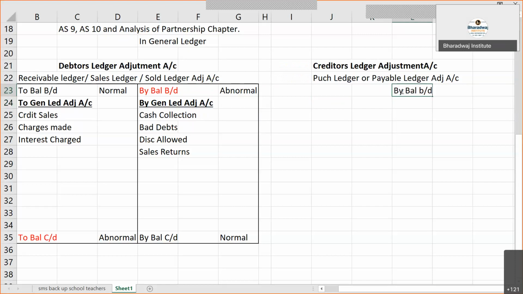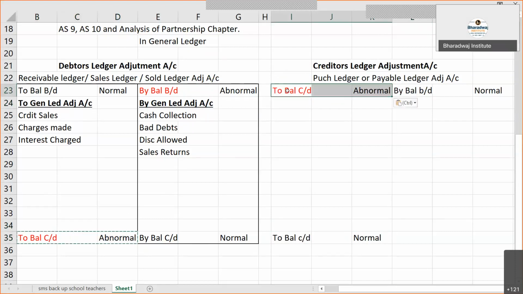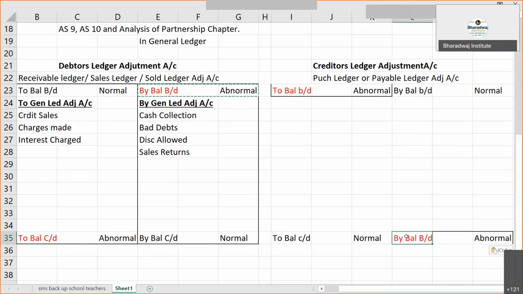By balance brought down will be a normal balance for creditors. To balance carried down will be a normal balance for creditors. Here also there is a chance of abnormal balance. If we pay advance to our suppliers, it will be an abnormal balance. Likewise, there's a chance of closing abnormal balance also.